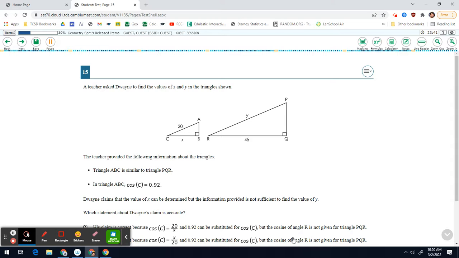Dwayne claims that the value of x can be determined, but the information provided is not sufficient to find the value of y. Which statement about Dwayne's claim is accurate? So let's talk about this for a second. This is definitely a topic 8 trigonometry question, right?